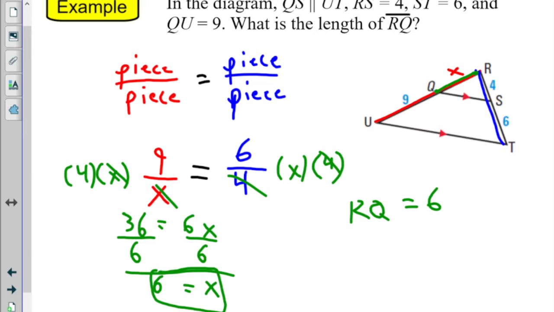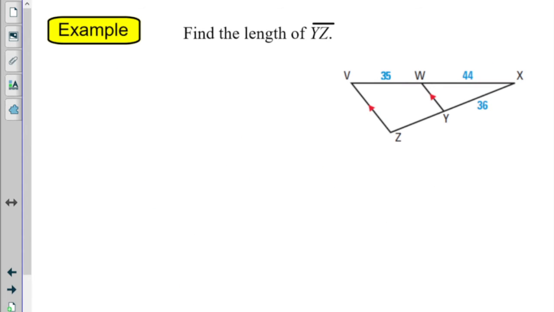All right, a couple more. All right, we're finding the length of Y to Z. Again, we're going to have piece over piece in the red equals piece over piece in the blue.